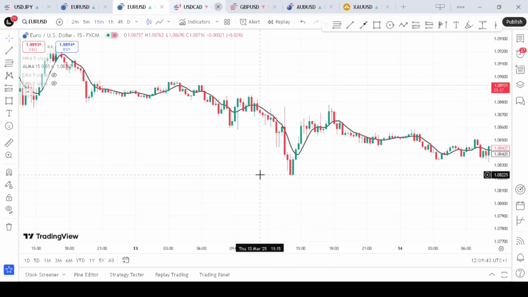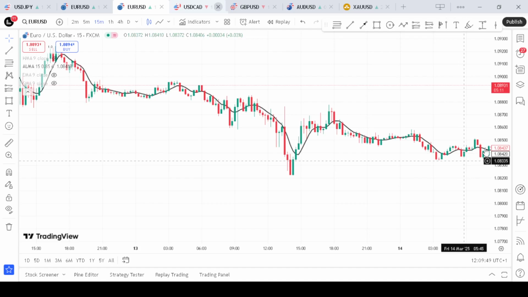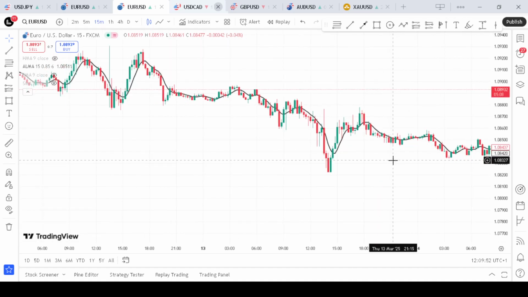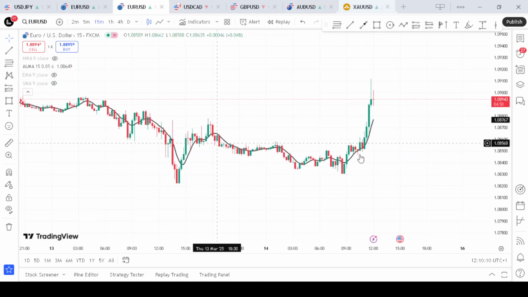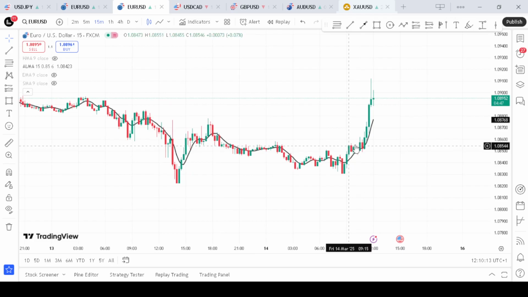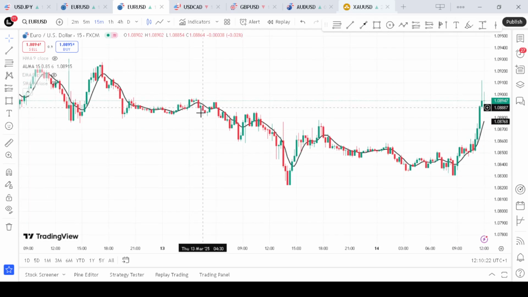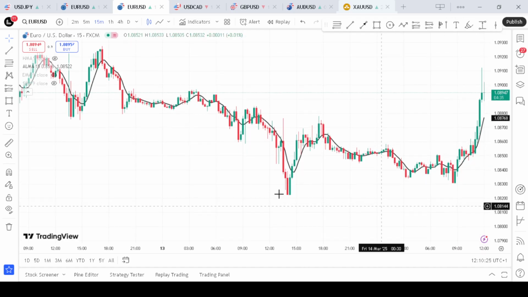One of the standout features of the ALMA is its ability to adapt to market conditions while maintaining responsiveness. By applying the moving average calculated from both directions, left to right and right to left, it eliminates common issues like phase shift and lag. For example, when price stays above the ALMA, it indicates that we are in a bullish trend. But when price stays below the ALMA, it signifies that we are in a bearish momentum.